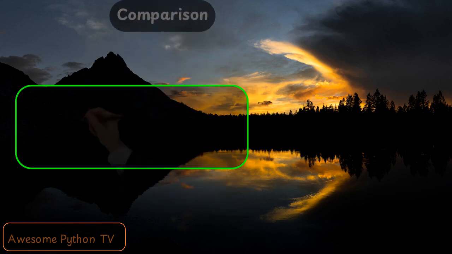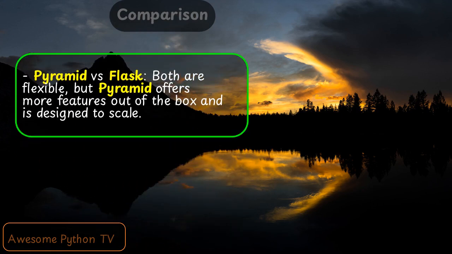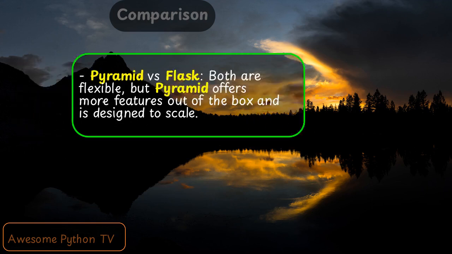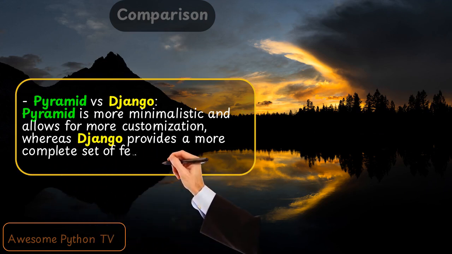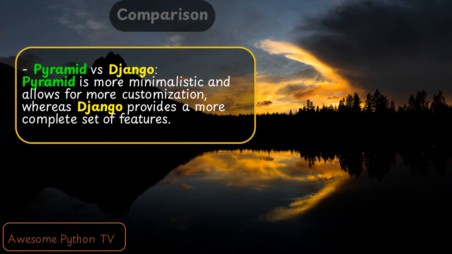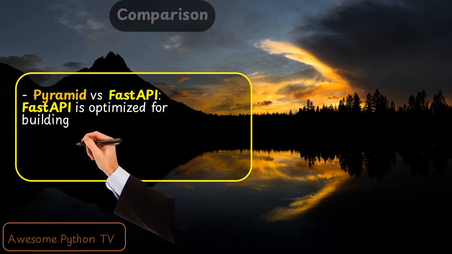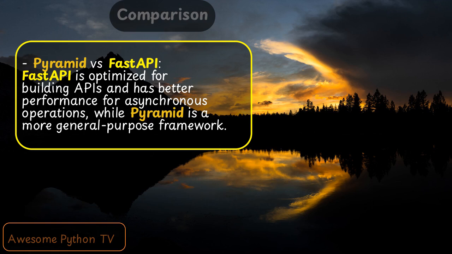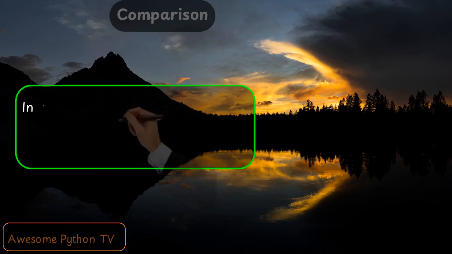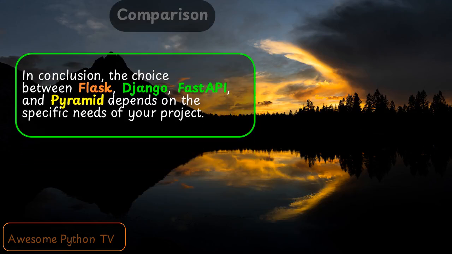Comparison. Pyramid versus Flask. Both are flexible, but Pyramid offers more features out of the box and is designed to scale. Pyramid versus Django. Pyramid is more minimalistic and allows for more customization, whereas Django provides a more complete set of features. Pyramid versus FastAPI. FastAPI is optimized for building APIs and has better performance for asynchronous operations, while Pyramid is a more general-purpose framework.